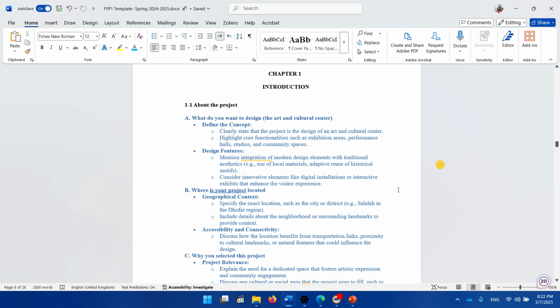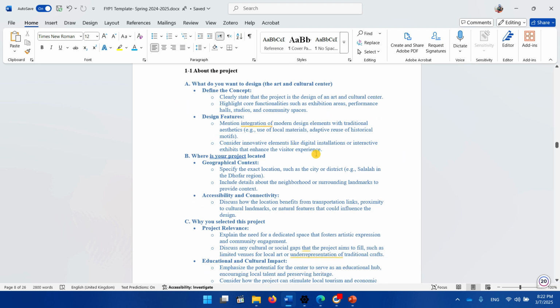I gave you a very detailed and good explanation. Here you can go one by one, and based on your research and your design, you're going to write this, okay? So number 1. The first part that you're going to cover in the introduction is about the project. What you need to cover in this, for example, is what is the concept of your project?